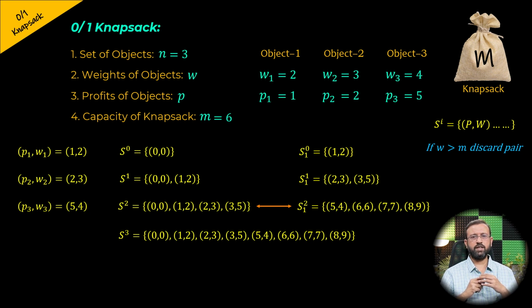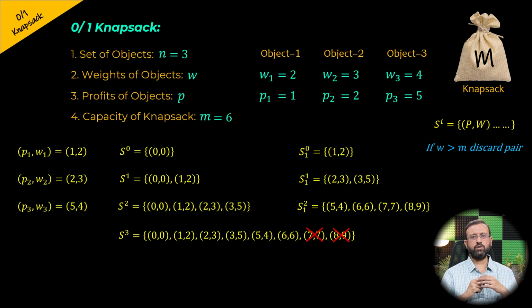So in set S3, the last pair is 8 comma 9, where weight is 9 and is greater than the capacity 6 of the knapsack. So this pair 8 comma 9 is discarded. Then the second last pair is 7 comma 7, where weight is 7 and is greater than capacity 6 of the knapsack. So even this pair 7 comma 7 is discarded. Now the weights of all the other pairs in set S3 are less than or equal to the capacity 6 of the knapsack. Therefore these pairs are part of the set S3.